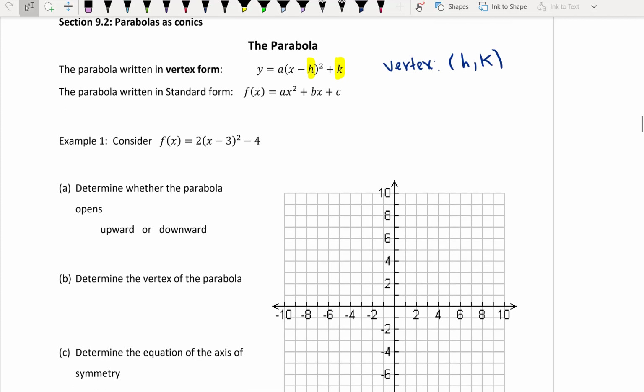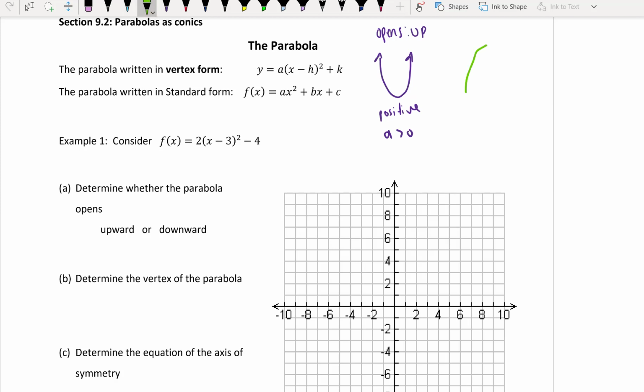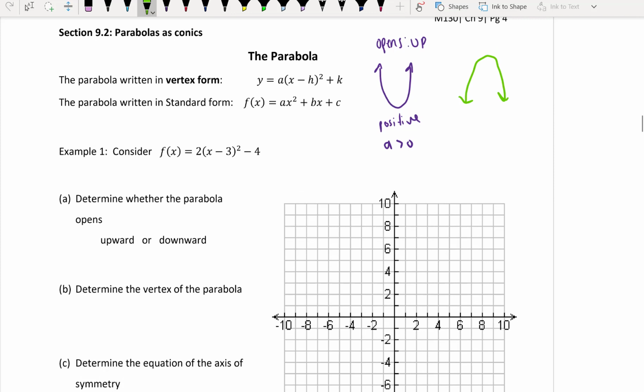So for example, we're going to look at the function f of x, and we want to know whether or not the parabola opens upwards or downwards. So opens up. And the reason for this is because it's positive. That a value is greater than 0. If I have a parabola that looks like this, that is the way that it opens when it's downward. So this is a negative parabola. This is when our a value is less than 0.